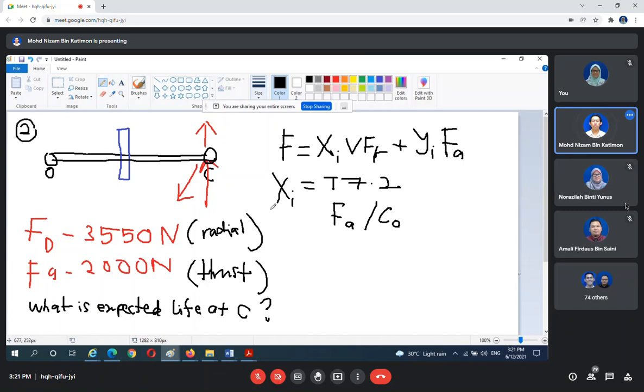We know what is the bearing information that you use. Let's say, for example, our bearing. I should give you the chart, but never mind.